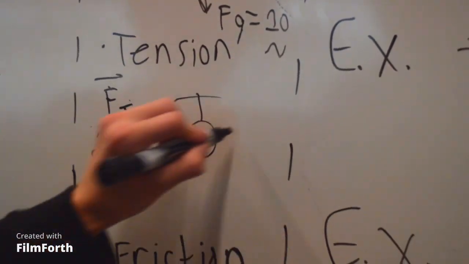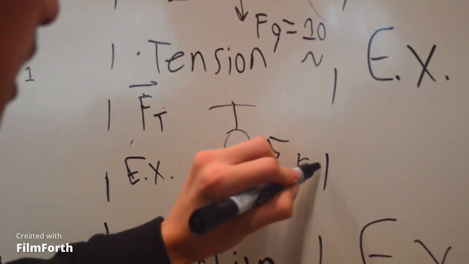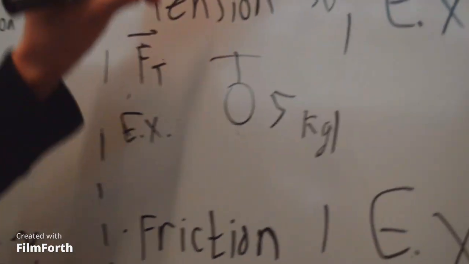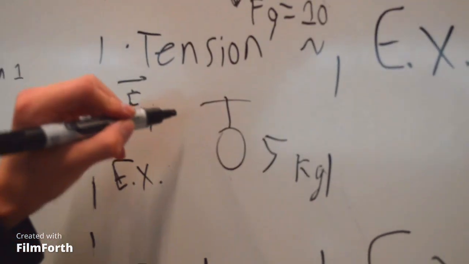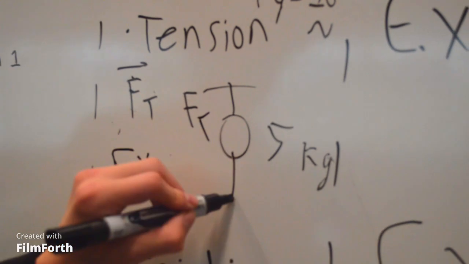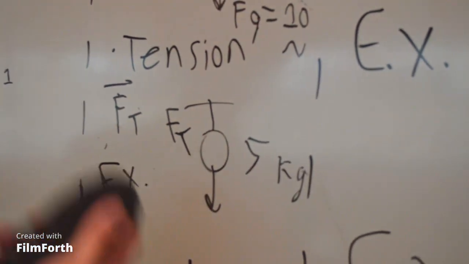So for example, suppose we have a 5 kg ball hanging, and it's in equilibrium, meaning the net force is 0. In this case, there are two forces acting on the ball, the force of tension and the force of gravity. What is the force of tension?